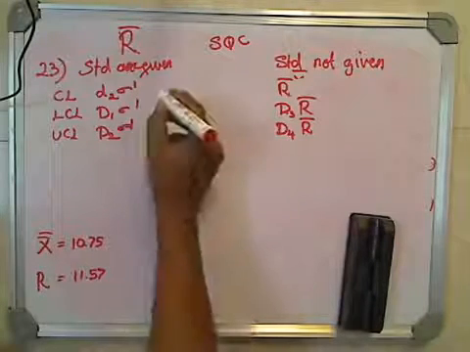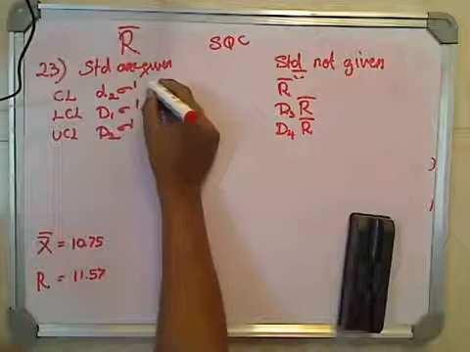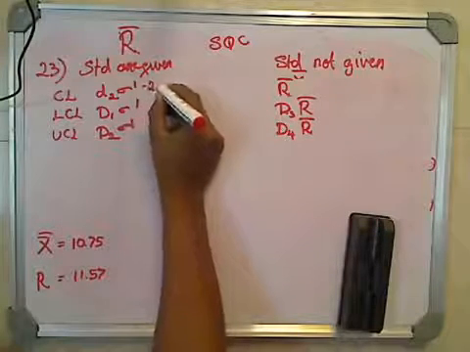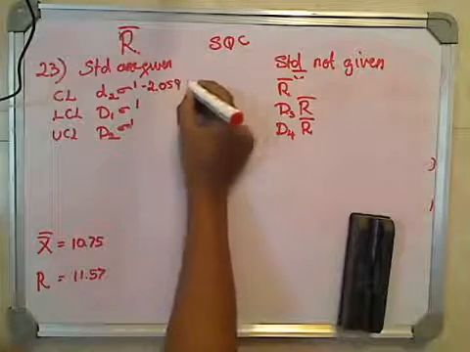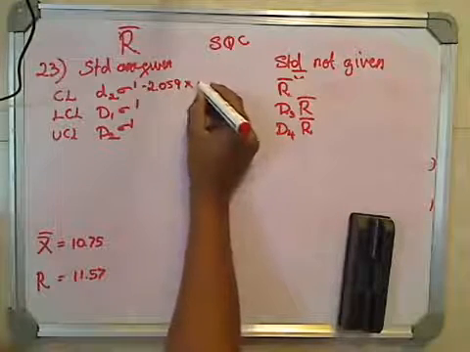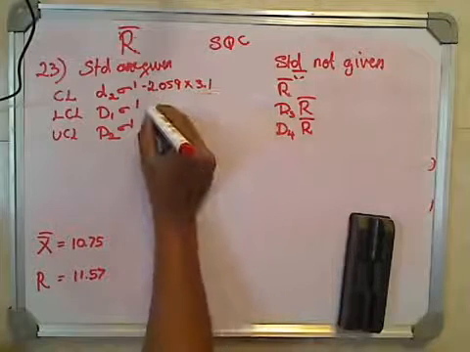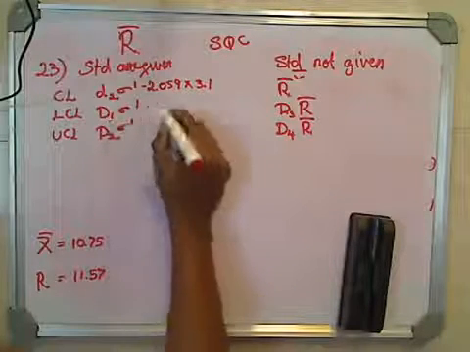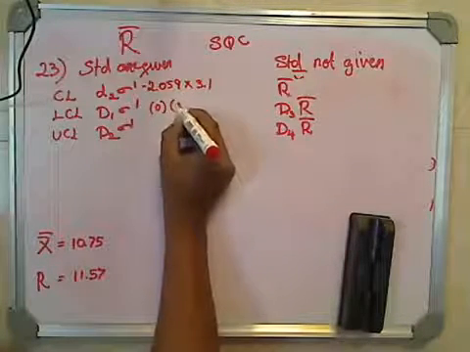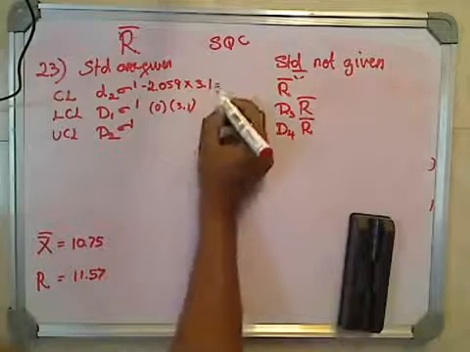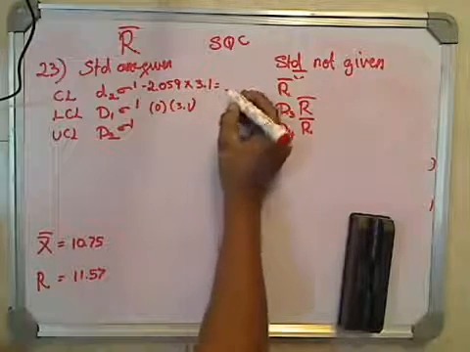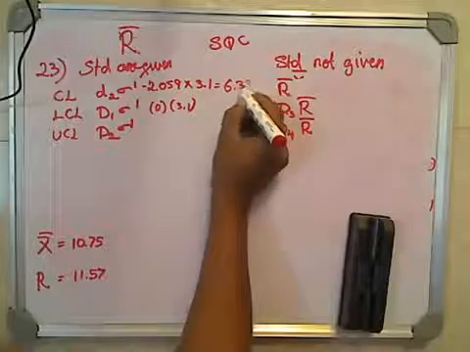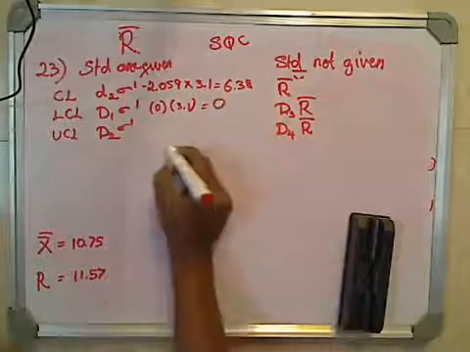The only way you can remember them is through memorizing them. Now, as per the book, D2 here is 2.059, multiplied by the standard deviation, which is 3.1. Here, the value would be 6.38. And for the lower limit, this happens to be 0 because D1 itself is 0, so 0 multiplied by 3.1 is nothing but 0 itself.